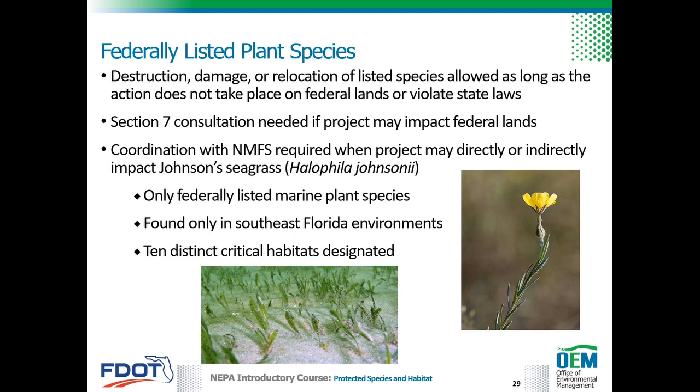The only federally listed marine plant species, Johnson seagrass or Halophila johnsonii, requires coordination with NMFS when a project may cause direct or indirect impacts. Johnson seagrass occurs only in coastal environments of southeast Florida between Sebastian Inlet and central Biscayne Bay. Critical habitat for this species has been designated in 10 distinct locations within its range.